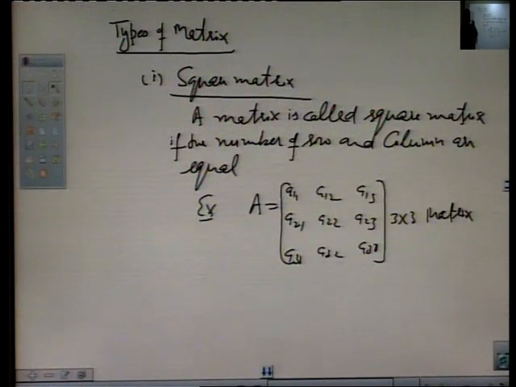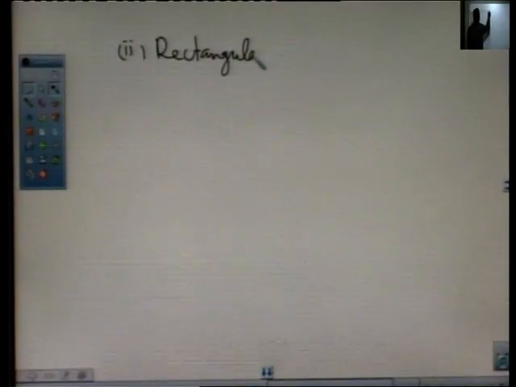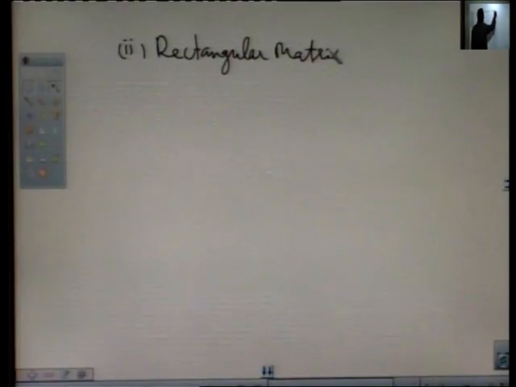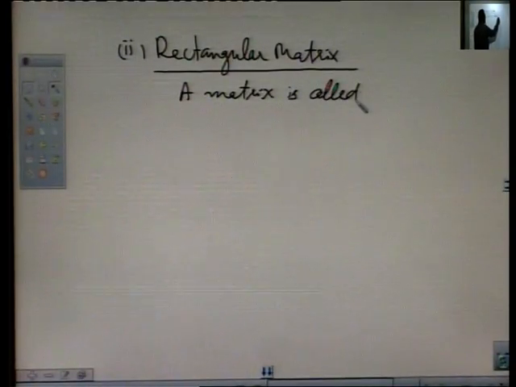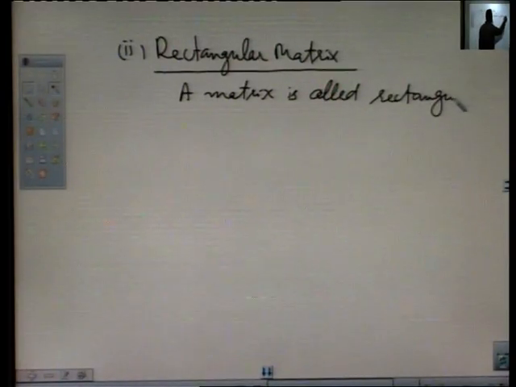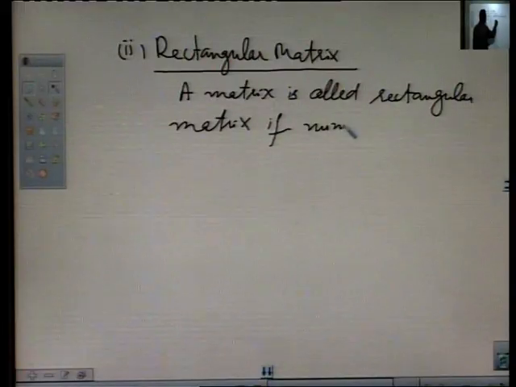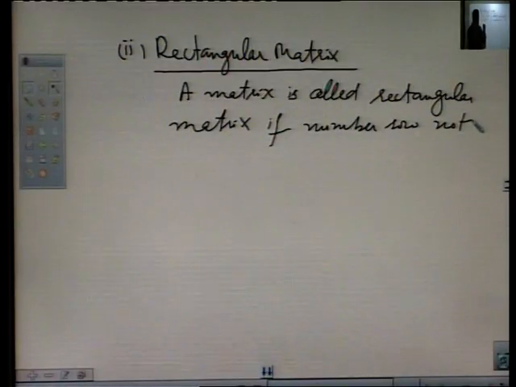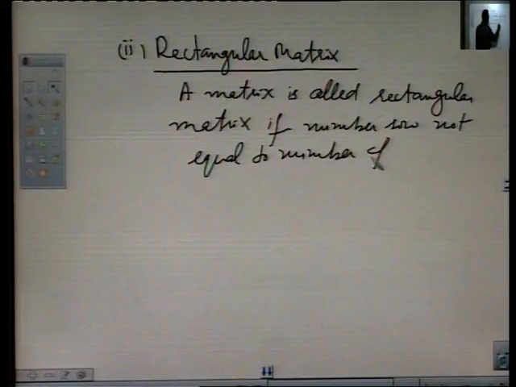The second form is rectangular matrix. A matrix is called rectangular matrix if the number of rows is not equal to the number of columns.